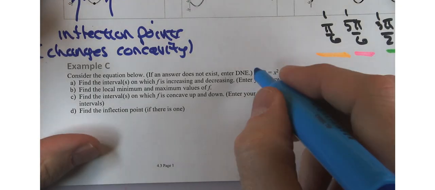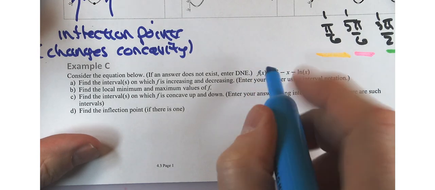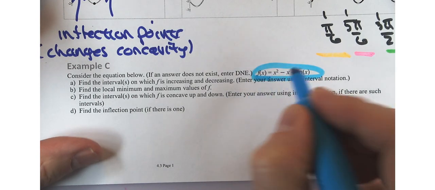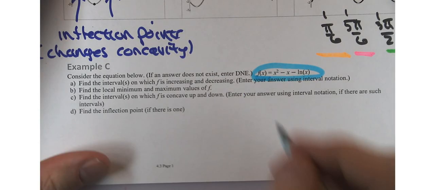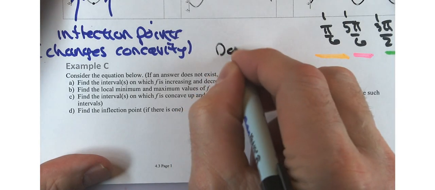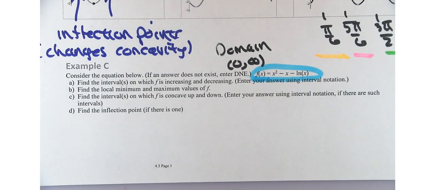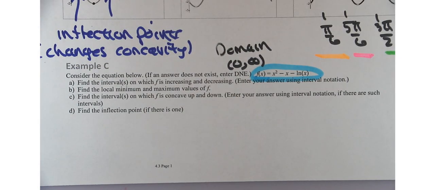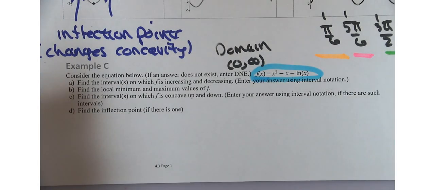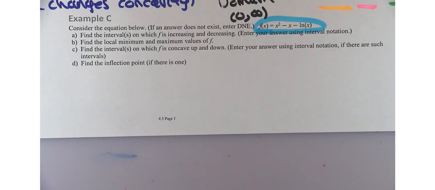So the domain is 0 to infinity. Why is it important to note that to start? You don't want to be looking for inflection points, minimums, and maximums where the function is undefined. Some of your algebra might lead you there, but you can just ignore those points because the function is not defined there. So let's see what we can do with this one.